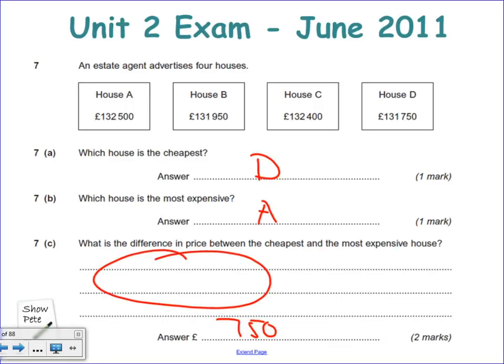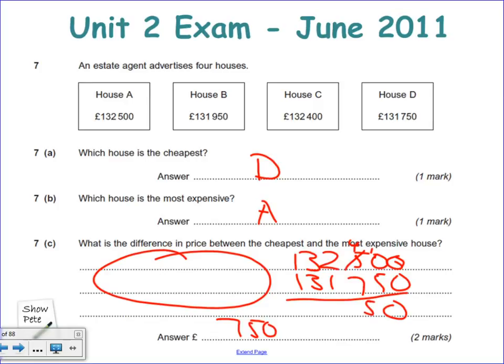Everyone use the column method? Yeah? Okay, use the column method. So you've got 132,500 and you've got 131,750. 0 from 0 is 0, 5 from 0 doesn't go, you've got to borrow 1, 5 from 10 is 5, 7 from 4 doesn't go, 7 from 14 is 7, and they all cancel each other out. Okay, so it should look something like that, your working out.